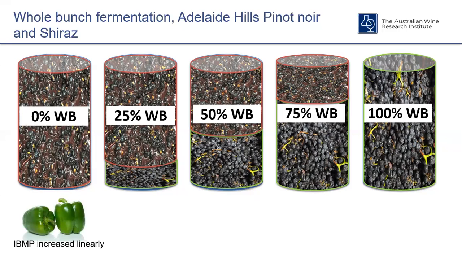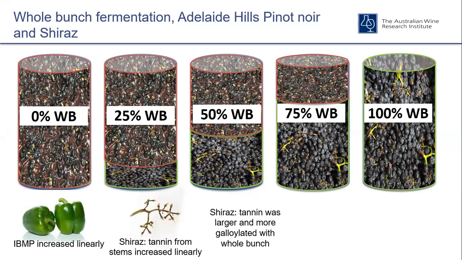Just to quickly walk through the results, we saw that there was a strong extraction with both Pinot Noir and Shiraz of isobutyl methoxypyrazine, and that's that green capsicum flavor compound. And that's just extracted directly from the stems because it's not present in the berries themselves in this variety. And that increase was linear as whole bunch inclusion increased. A very, very strong linear effect. For the Shiraz and not for the Pinot, tannin was actually extracted from the stems. And again, very similar to the IBMP, that was a linear effect.